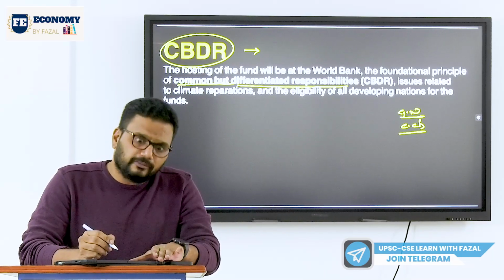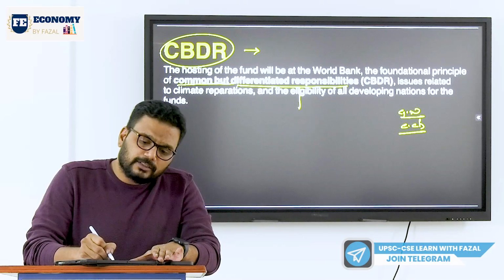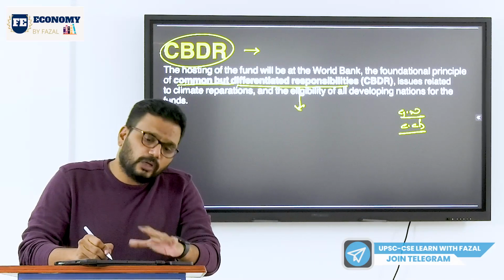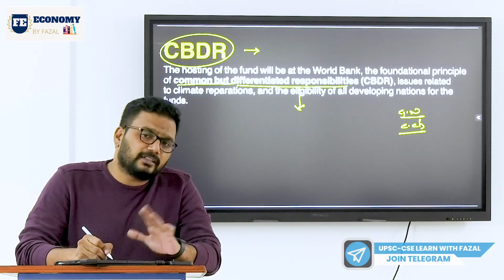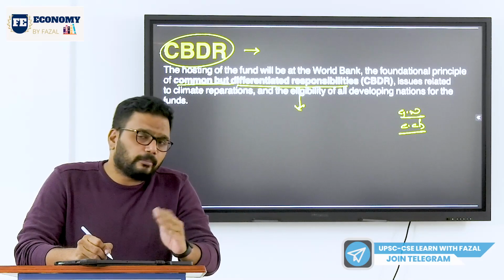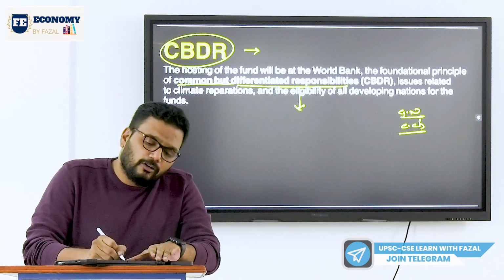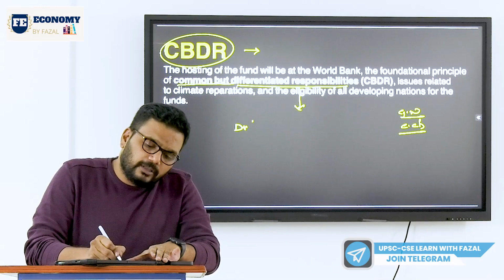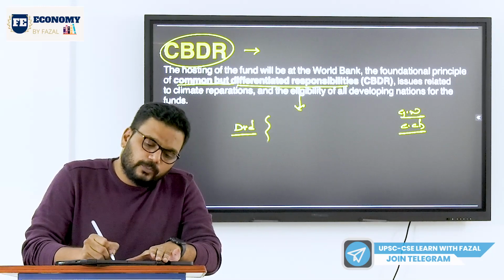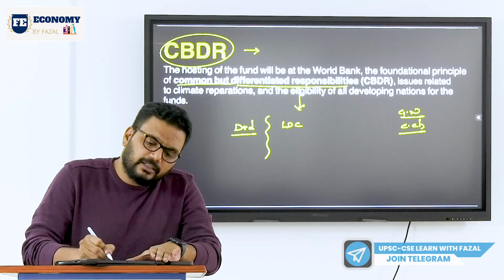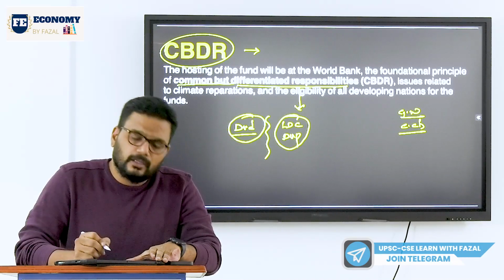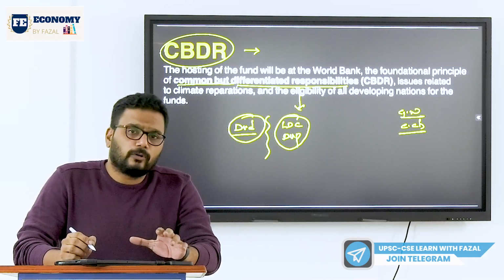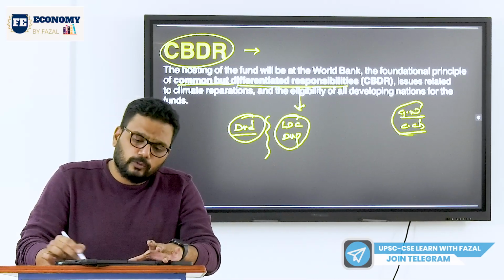If you break the term, differentiated responsibilities means the responsibilities of those countries who have made large scale emissions in the past, from the industrial revolution to the present, will make a heavier contribution when compared to the other countries. That means one group will be the developed countries, and the other group will be the least developed countries and the developing countries. Both groups will come forward and try to fight climate change and global warming.